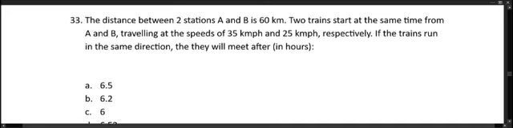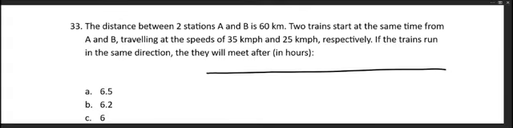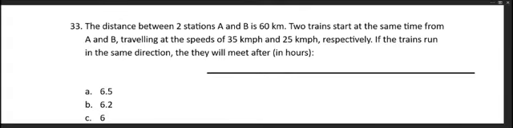Two trains start at the same time from A and B, traveling at the speed of 35 km/h and 25 km/h respectively. If the trains run in the same direction, then after what time will they meet? Okay, let us understand it with the help of a diagram.